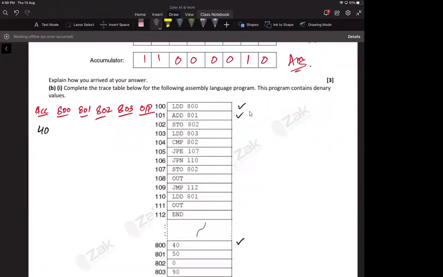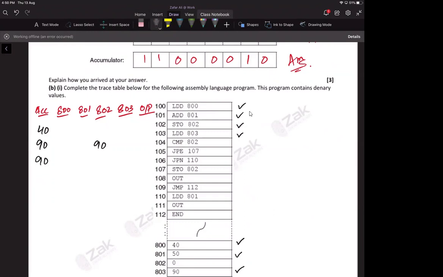Add 801. So what is that 801? 50. So 50 plus 40 will become 90, and 90 will be placed in accumulator. Then it says store it at 802. So this 90 will be stored at 802. Load 803. So what is that 803? 803 has got 90 in it. So this 90 will be loaded directly.